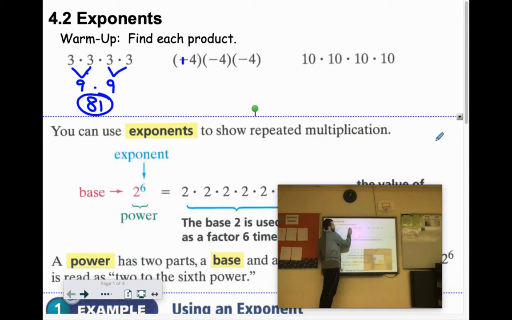I see a negative times negative. That'll turn positive. 4 times 4 is 16. Times a negative 4. Positive times negative is negative. 16 times 4 is negative 64.